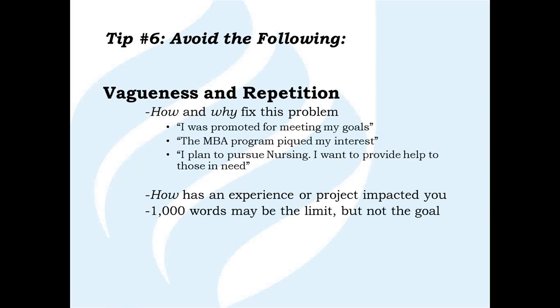All right, so tip number 6, avoid the following. Vagueness and repetition. If you answer how and why, this will really fix the problem. So, I was promoted for meeting my goals. The MBA program piqued my interest. I plan to pursue nursing. I want to provide help to those in need. If you answer how and why for meeting your goals, piquing your interest, and pursuing nursing as examples, then you'll move far beyond vagueness and being repetitive. And so how has an experience or project impacted you?